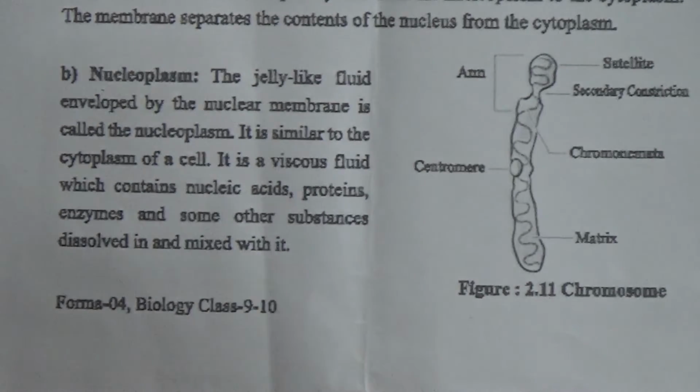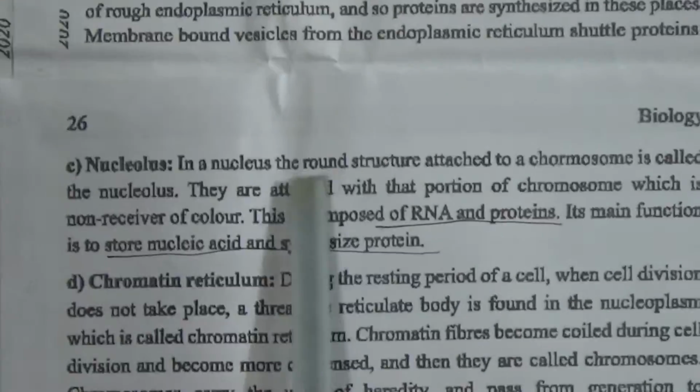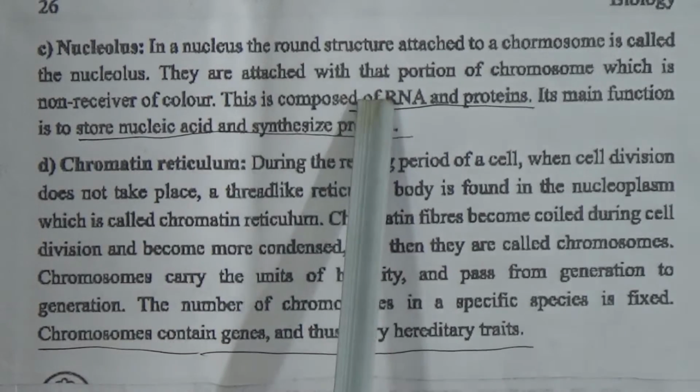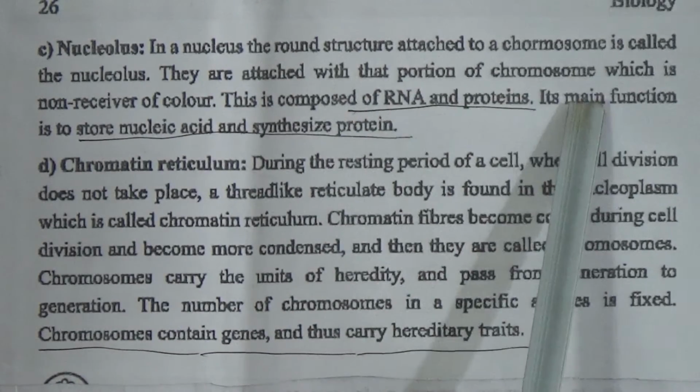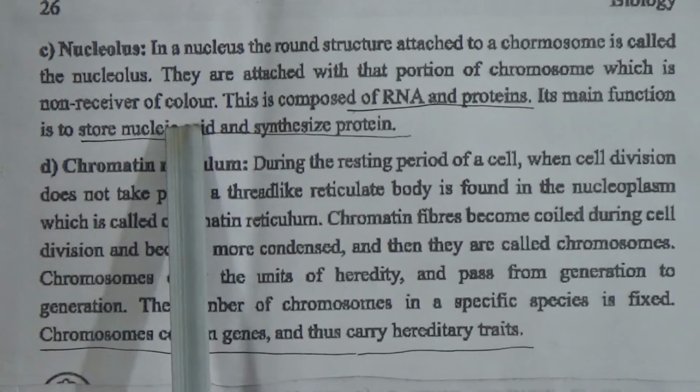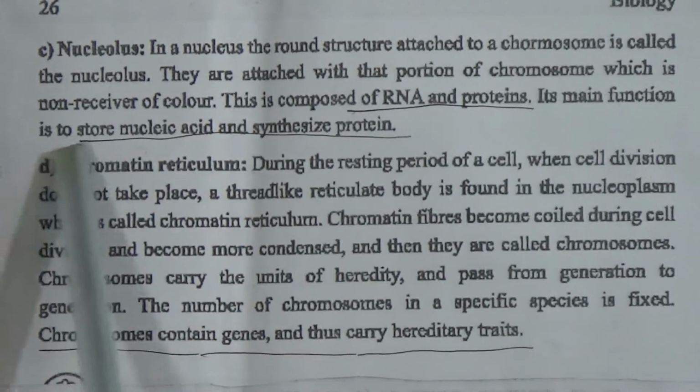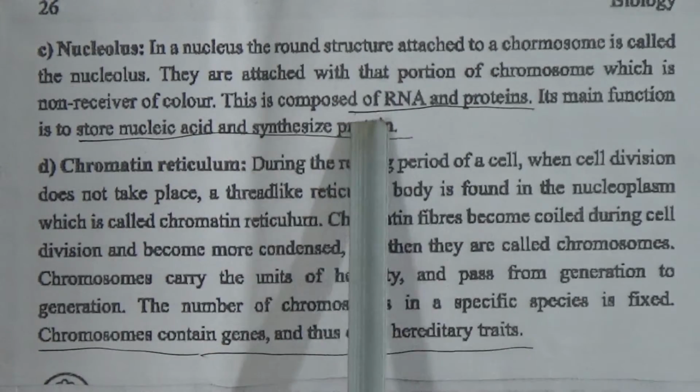Now nucleolus. In a nucleus, the round structure attached to a chromosome is called nucleolus. They are attached to that protein of the chromosome which does not take up color. It is composed of RNA and proteins. Its main function is to store nucleic acid and synthesize protein.